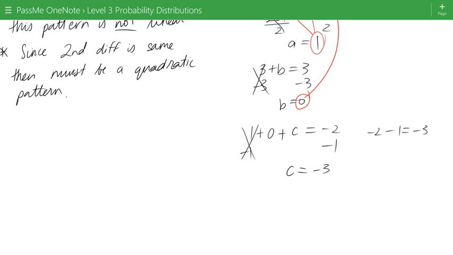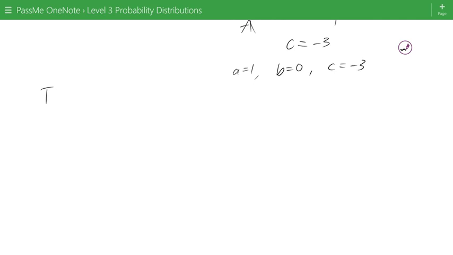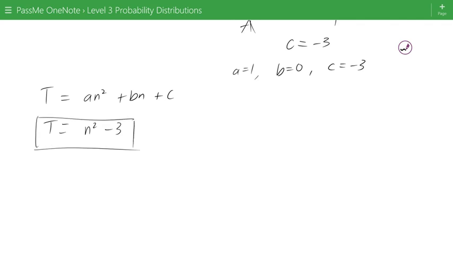Alright, so let's relate that back to what we said right at the beginning. We've got a equals 1, b equals 0, and c equals negative 3. And that was to try and help us find the rule for t equals an squared plus bn plus c. So a we've worked out as 1. So 1 times n squared is n squared. B is 0. Anything times 0 is 0, so we've got no n term. And c is negative 3, so we've got minus 3. And that is our rule.